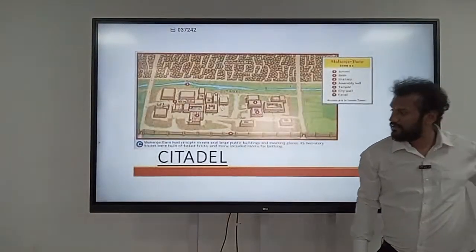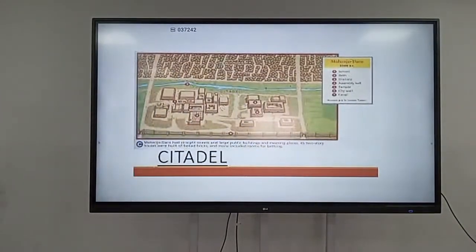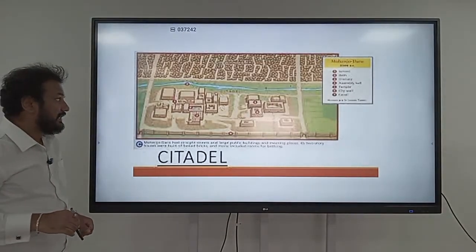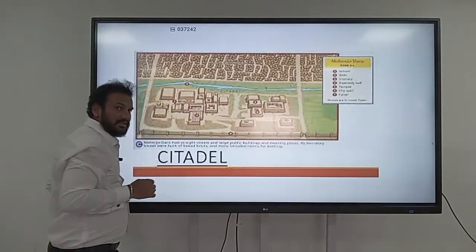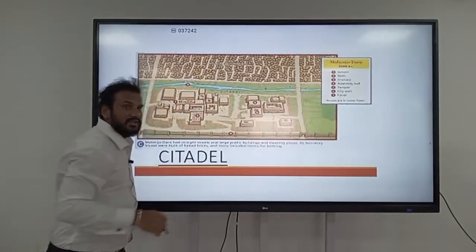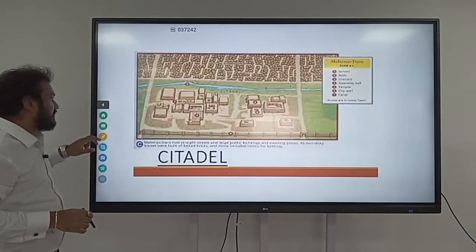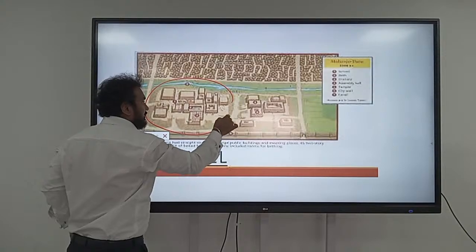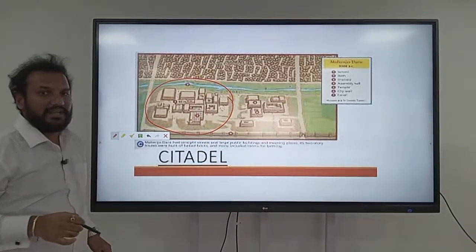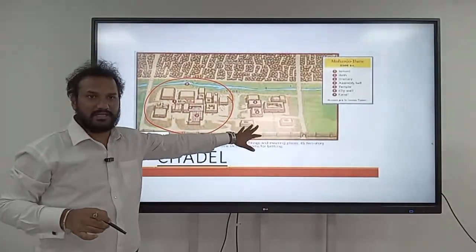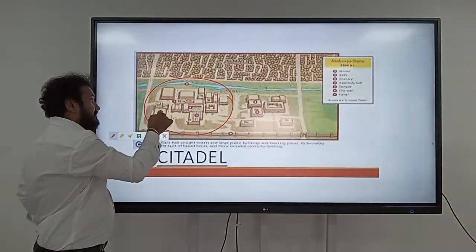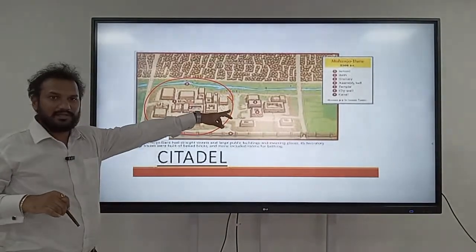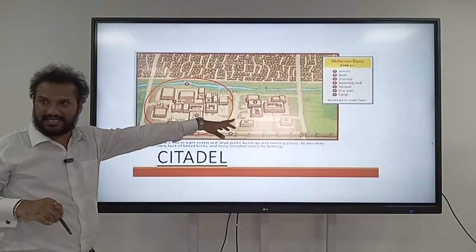Most of the towns of Harappan civilization look like this. Here, if you observe, this is the western part and this is the eastern part of the city. The western part is constructed in a little bit upward or hilly area compared to the eastern part. And the western part of the city has more buildings compared to the eastern part. Are you able to see it on the screen?